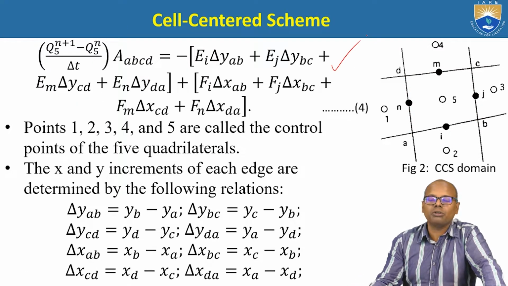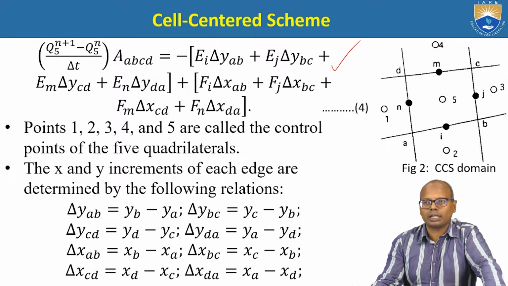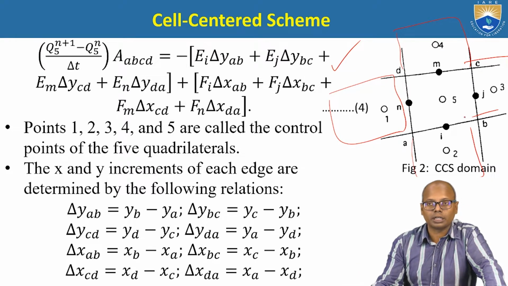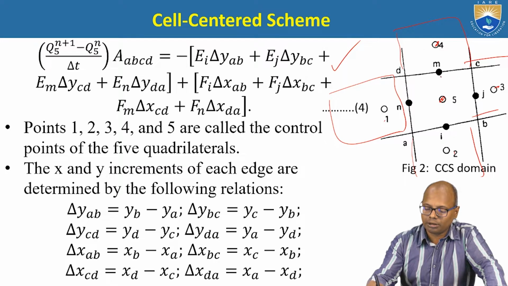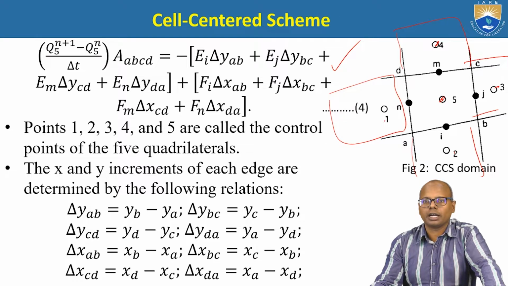Now this is the equation that we have arrived at. Points 1, 2, 3, 4 and 5 are called the control points of the 5 quadrilaterals. Here one quadrilateral will be there, here one quadrilateral, and here another, and here another. For these 5 quadrilaterals, here 1 is the control point, here 2, here 3, here 4, and here 5 is the control point. This ABCD is surrounded by 4 quadrilaterals, and for these 5 quadrilaterals we have taken the control points as 1, 2, 3, 4 and 5.